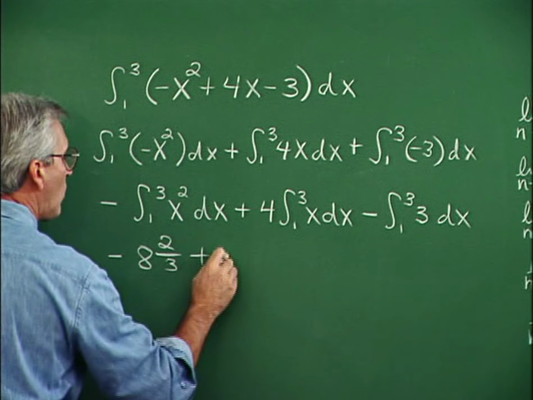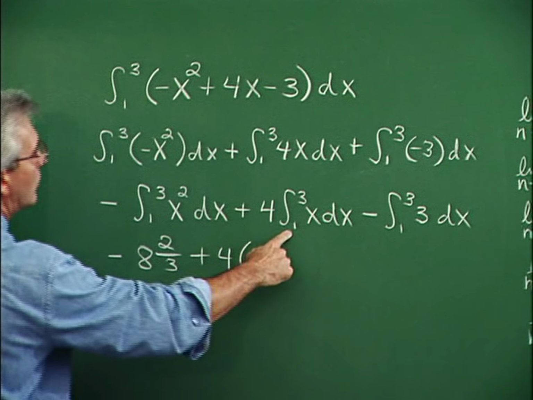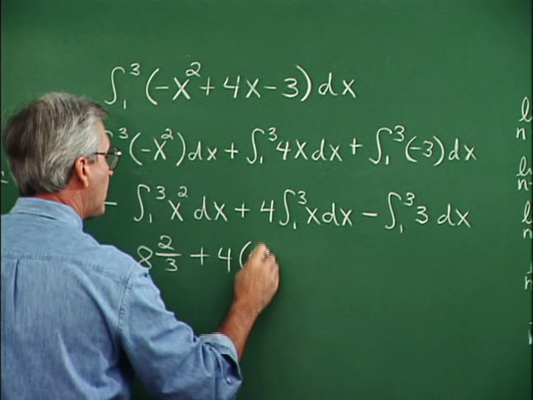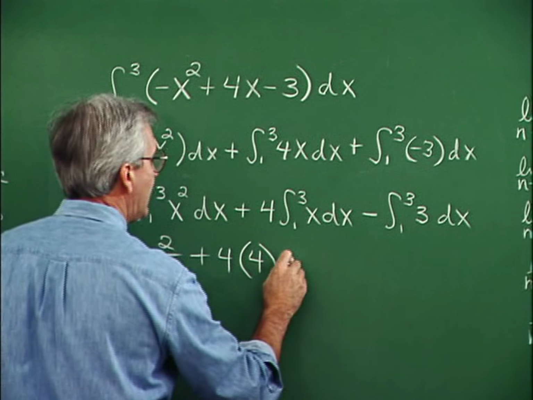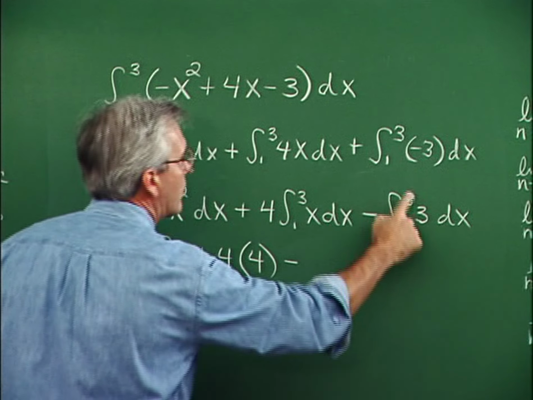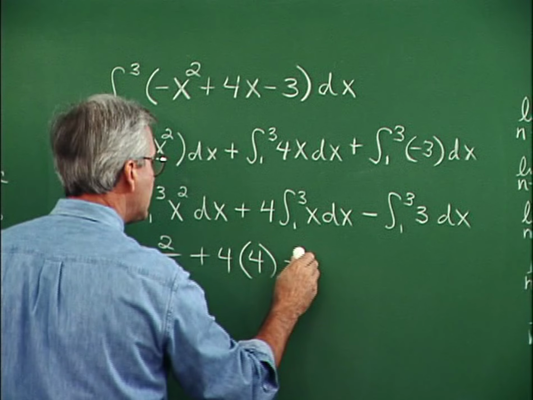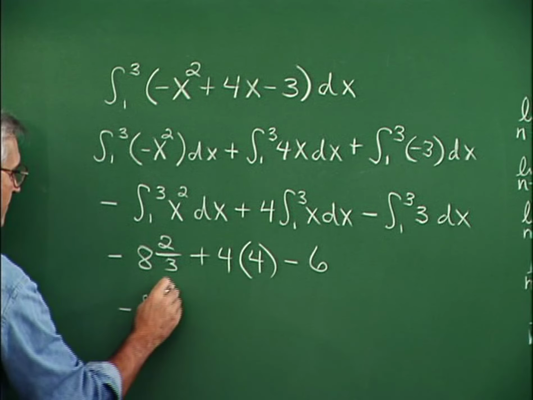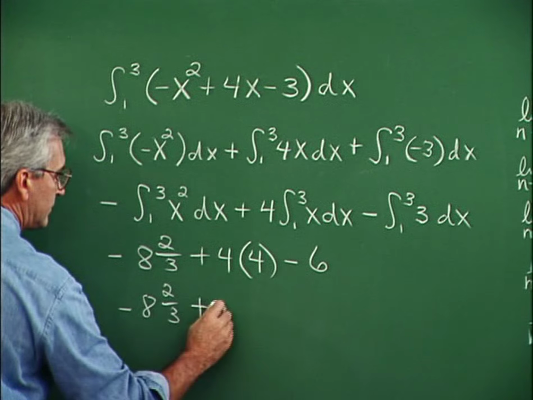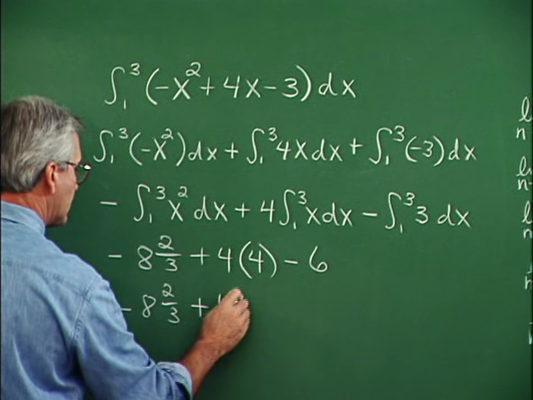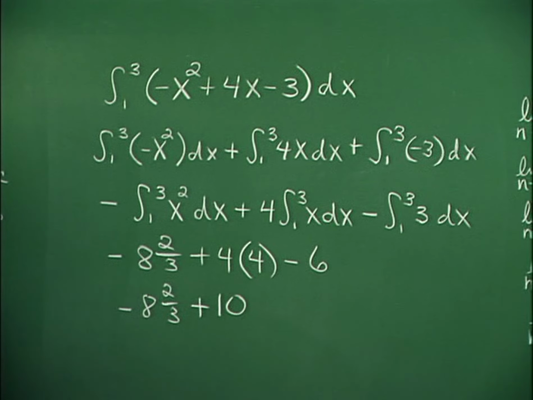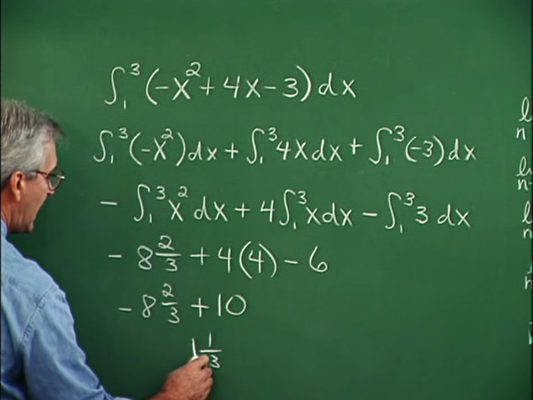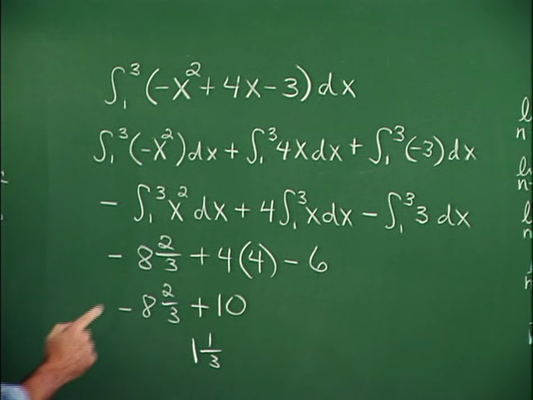And then plus 4 times, let's see, the integral from 1 to 3 of x, looking over there, oh, it was 4. And then minus the integral from 1 to 3 of 3 was 6. And now all we need to do is clean up a little bit. 16 minus 6, this is 10. So this is 10 minus 8 2/3. Gee, that's 1 1/3. So we can put all of these ideas together right quick in a situation like this.